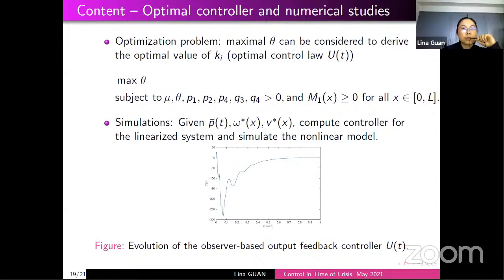The max theta subject to mu, theta, P1, P2, P4, Q3, Q4. They are positive, and the M1(x) is positive for all the x in zero to one. The parameters Ki, theta, mu can be given using the Lyapunov method, and the P1, P2, P3, P4 can be attained by solving the linear matrix inequalities.